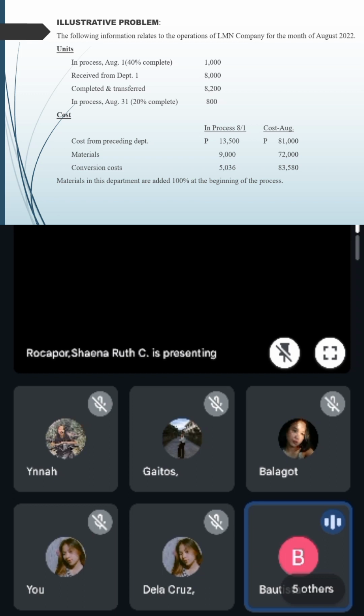Then, for the costs, we have in process 13,500 for cost from preceding department, 9,000 for materials, and 5,036 for conversion cost. Then, for the costs in August, we have 81,000, 72,000, and 83,580. Materials in this department are added 100% at the beginning of the process. Next page, please.